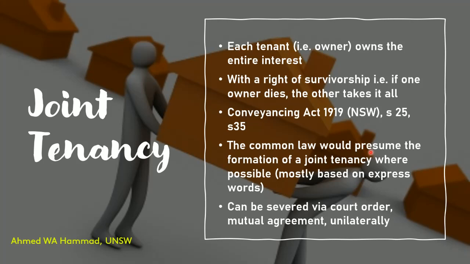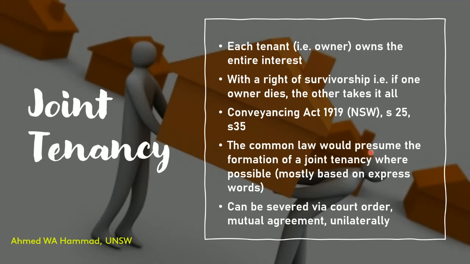Now, one point to note is that when we mention the word tenant, we're referring to owner. So legally in property law, when we say tenant, in this instance, we're referring to the owner. The thing about joint tenancy is that there is this right of survivorship. What that basically means is that if you had two parties under a joint tenancy owning a piece of land, if one of the parties dies, then the other takes it all. And it's specified in the Conveyancing Act 1919, Section 25 and Section 35.